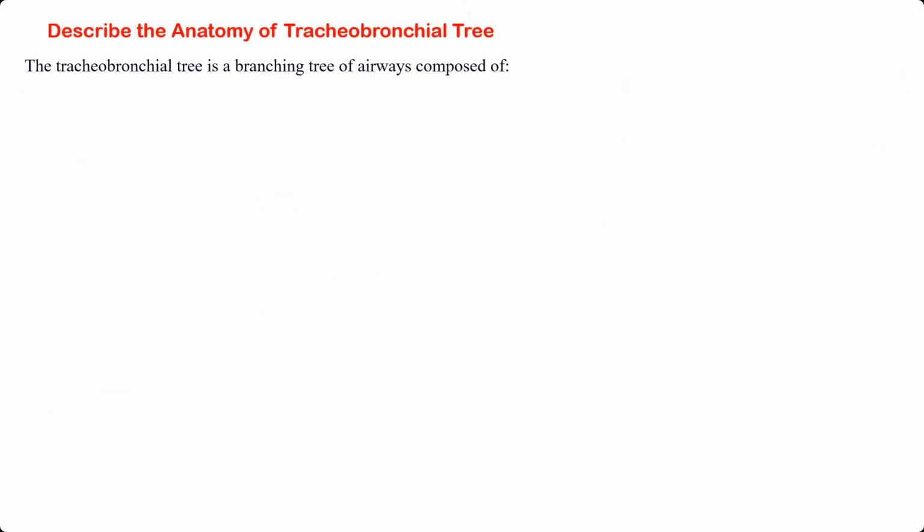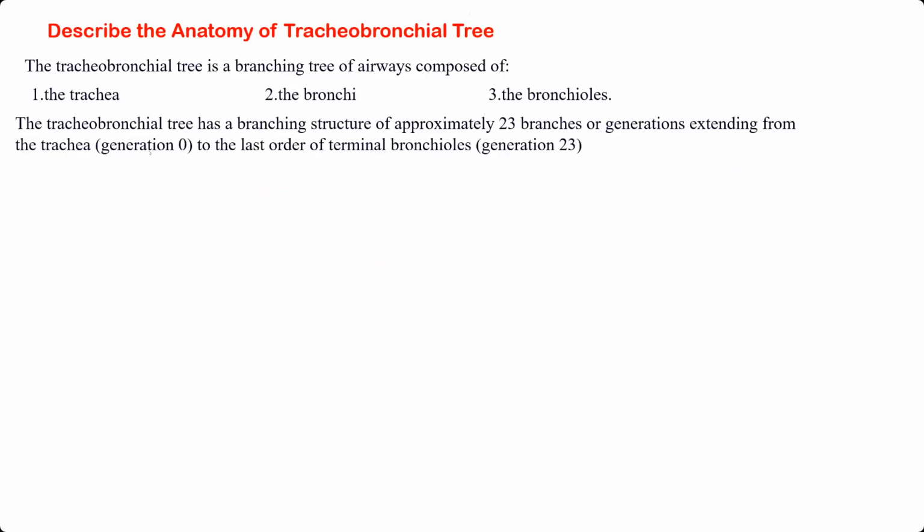Now, the tracheobronchial tree, the branching tree of air spaces. First of all, it is made up of the trachea, the starting point. Then it divides into the various bronchi, the lobar bronchi, the segmental bronchi, and then the bronchioles, which are the ultimate smallest part of the conducting passage. So it has branching up to 23 branches or generations, as described by Weibel. And what are the characteristics of the trachea? What is the length of the trachea in an adult?